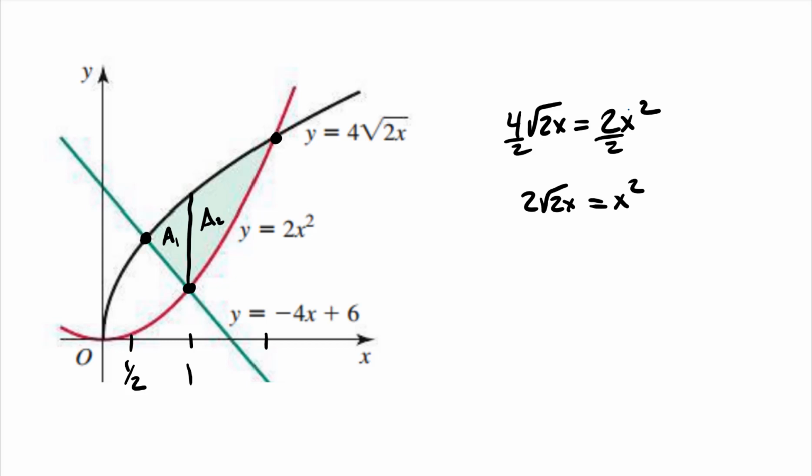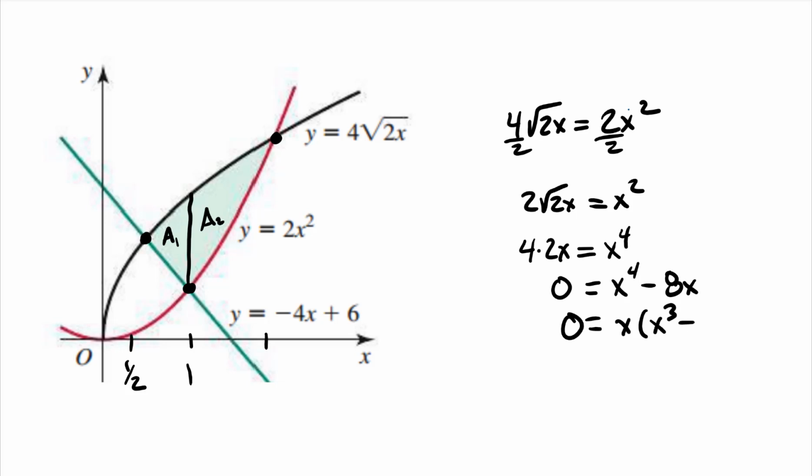Now let's square both sides. Again, danger happens when you square both sides, but I think we're going to be okay. Let's take it all and set it equal to 0. We get x to the 4th minus 8x. Let's factor out the x, and that leaves us with x cubed minus 8. Therefore, x equals 0, or x cubed minus 8 equals 0.